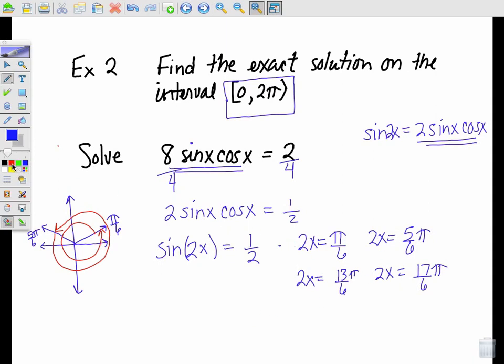Final answer then, I have to divide all of these by 2. So every single one of these equations, right here, I've got to divide them by 2. So x would equal pi over 12, and then 5/12 pi, and then 13/12 pi, and finally 17/12 pi. There we go. That'll be your whole list of solutions here for this equation between the interval of 0 to 2 pi.